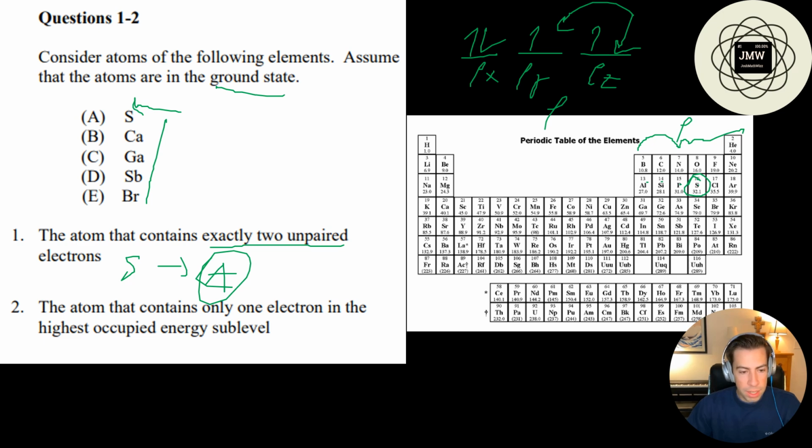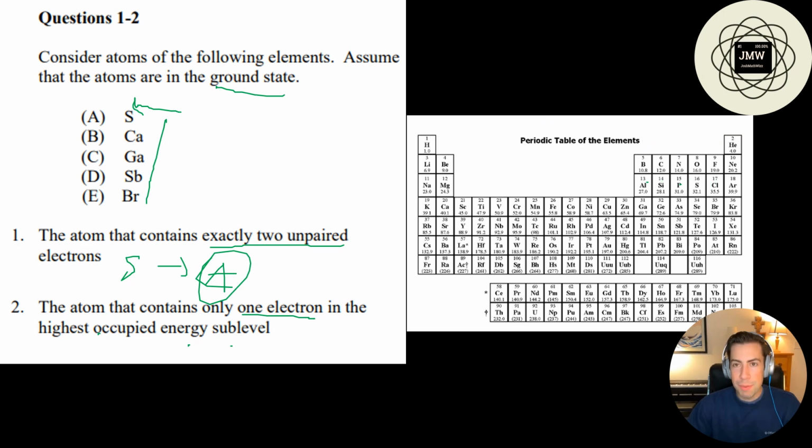Let's go to the next one. The atom that contains only 1 electron in the highest occupied energy sublevel. Let's see if they give us any exceptions. If not, I'm not going to talk about the exceptions, but if they do, then we might have to talk about it. Let's see what we have here: sulfur, gallium. Okay, good. There are no exceptions. So I need only 1 electron in the highest occupied energy sublevel.